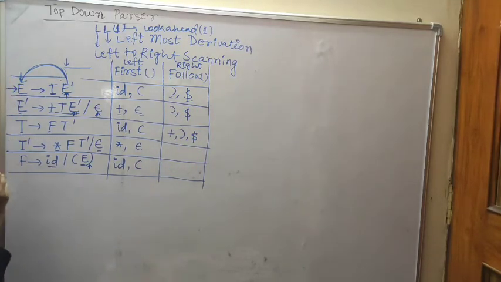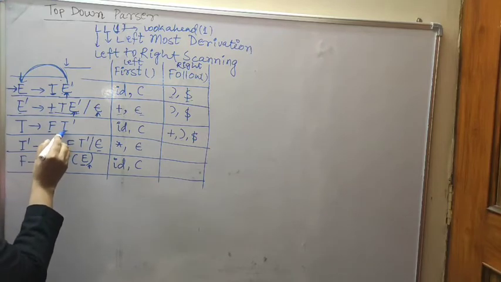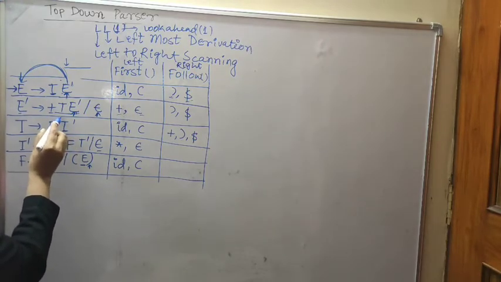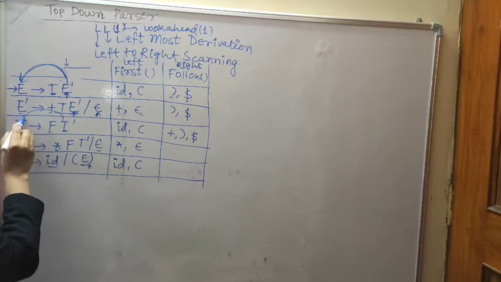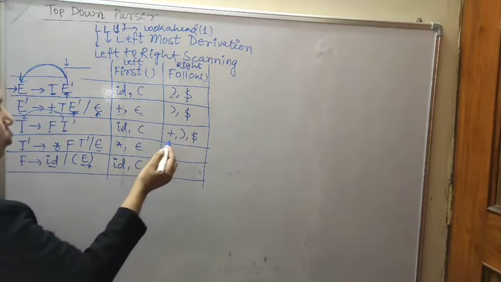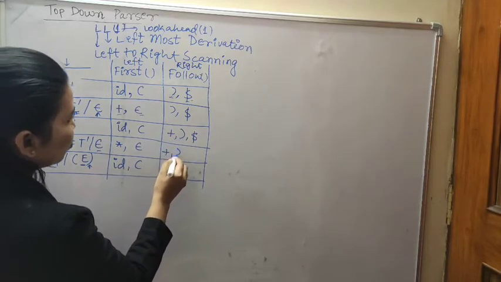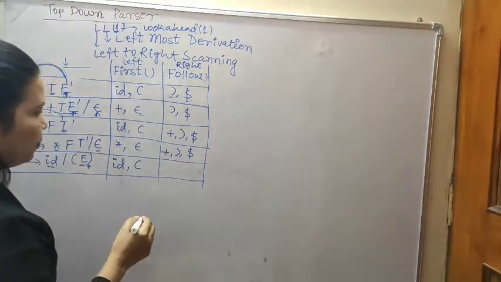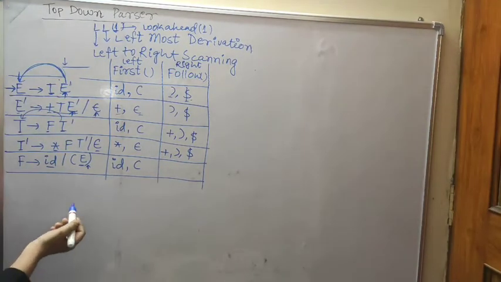Now we will check for T dash. Where is T dash? It is given here, and T dash is at the ending. That means we go to the left side, so follow of T. Follow of T is what? Plus, close braces, dollar.